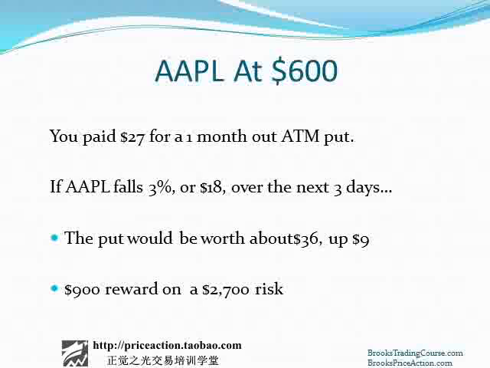All right, and if Apple falls 3% over the next 3 days, 3% is $18. The put would move about half as much, and so it would increase in value about $9, and you could sell that put for $36 approximately, and you would have made $9 on your put. It's $9 times the 100 shares that each put represents, so you would have bought the put for $2,700 and sold it for $3,600, and you would have had a net profit of about $900.